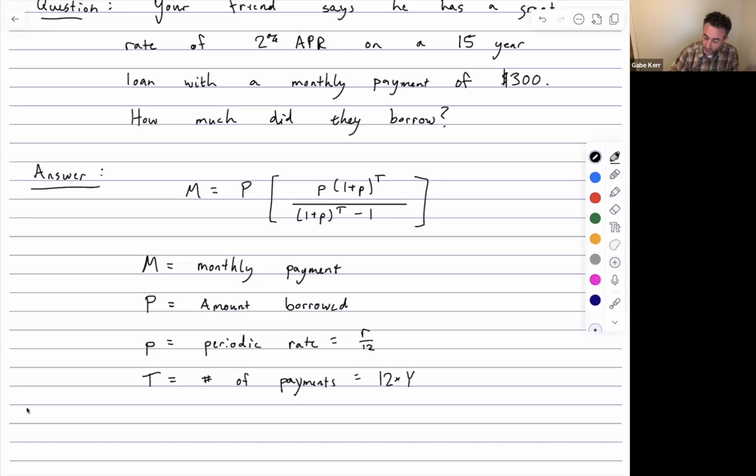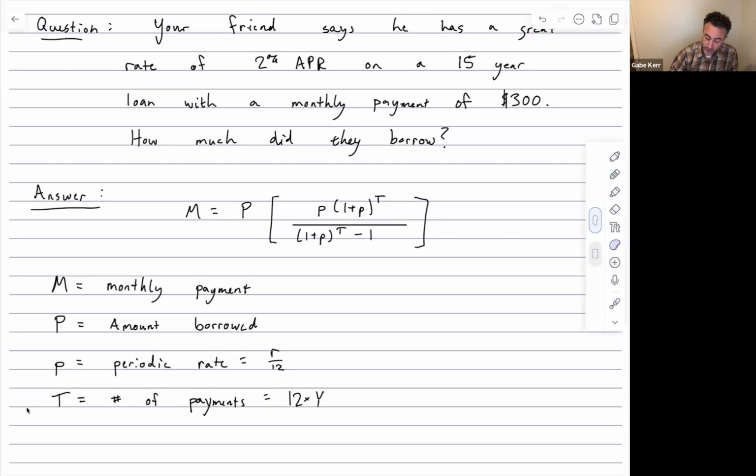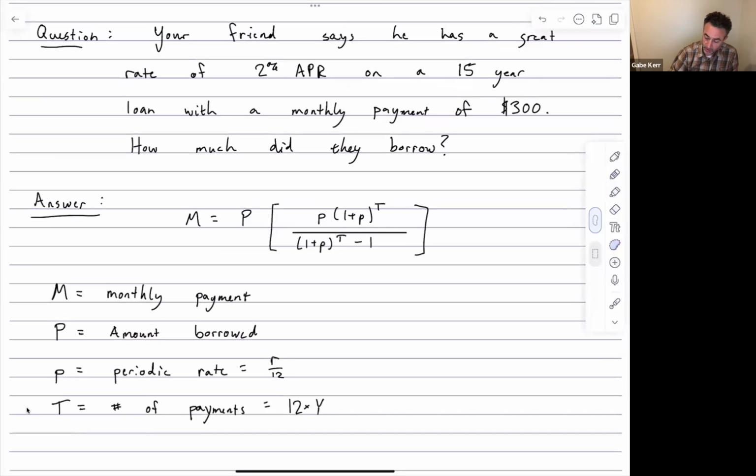And so let's see which of these variables are in the problem. In other words, which of the variables are we given in this problem, and which one are we trying to find? All right, so let's start with M. M is the monthly payment. My friend says he has a great rate, a 15-year loan, and he tells us that his monthly payment is $300. So there we see that, yeah, we know this one. M is equal to 300.